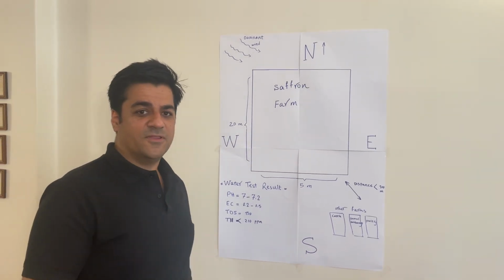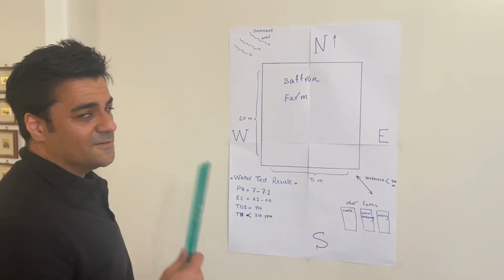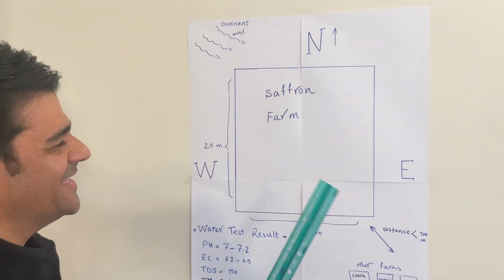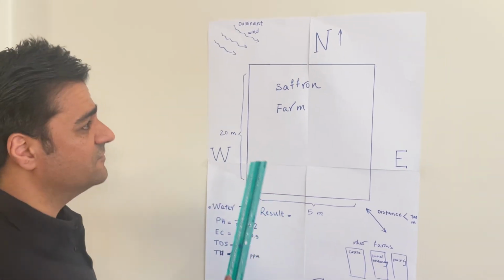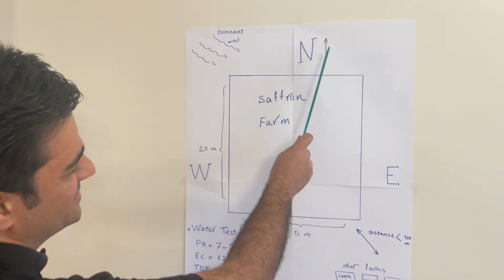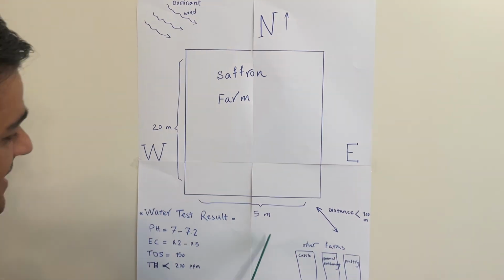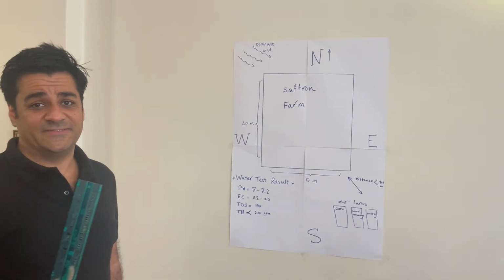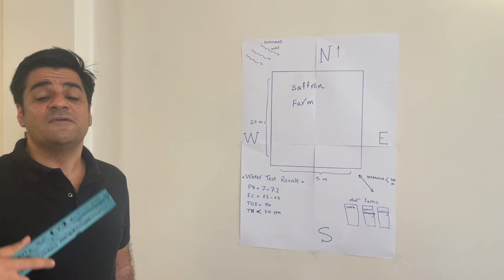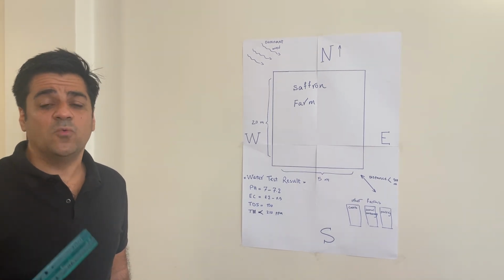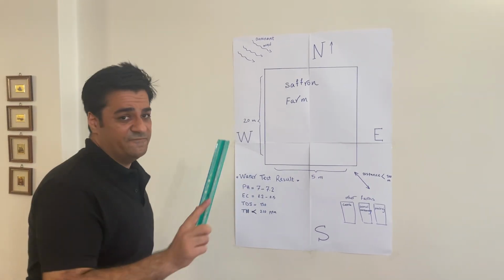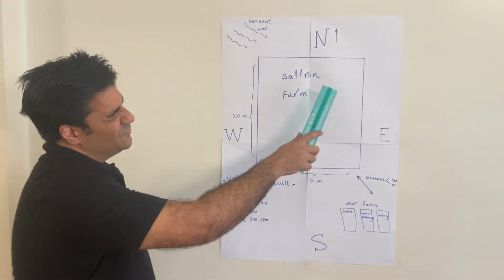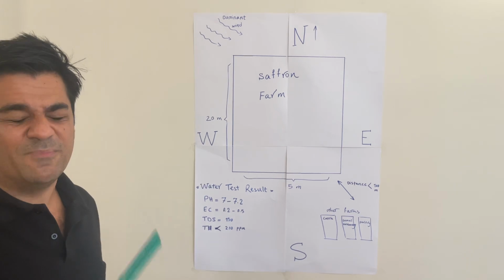Hi, before constructing the saffron farm, what should we do? If you have the land and you want to construct a saffron farm, this is north, east, west, and south. For constructing, there is no difference which side of your land you construct your saffron farm on. There is no difference because the room is completely covered, the saffron is indoors.